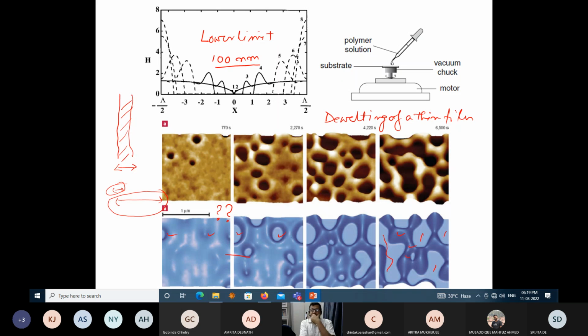What is your guess? See, we have been studying this, no? Suppose I have a surface which has a surface tension of gamma S, and then I have a liquid with surface tension of gamma L. So in which situation will I have a film? Gamma S should be greater than gamma L, right? In that situation, I will have a film. And in which situation do I have a droplet?